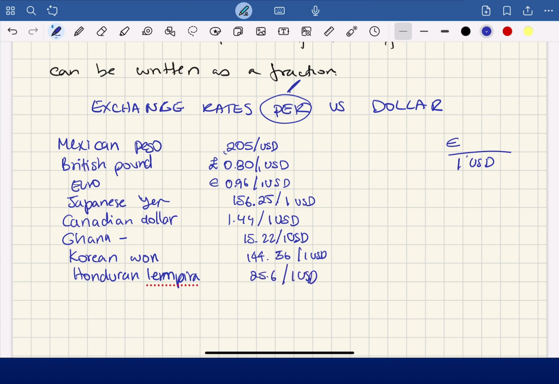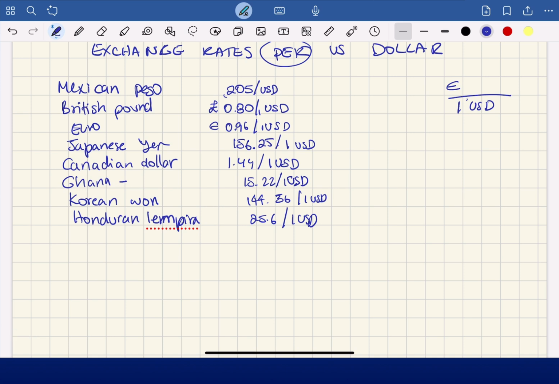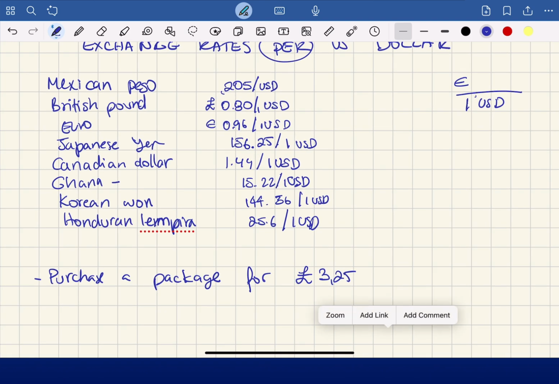This is important because you may want to do different calculations to be able to make conversions. So let's say that you are going on vacation, and you want to purchase a package for 3,125 British pounds to travel to England.